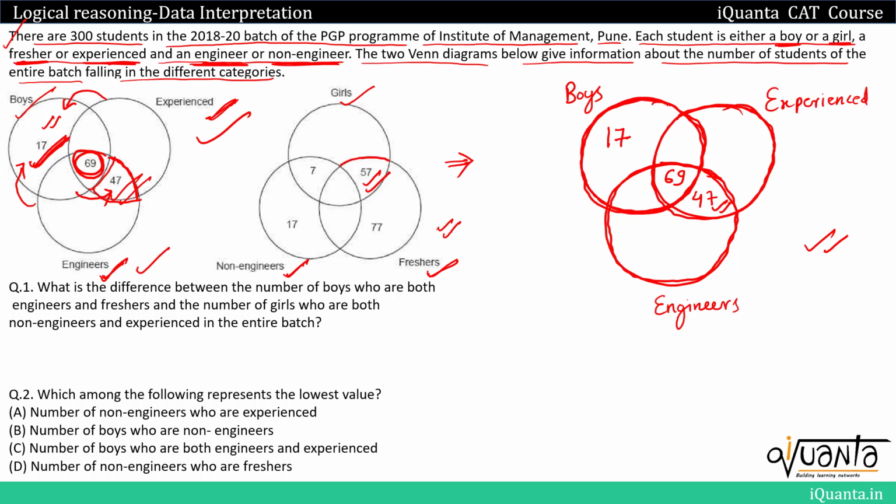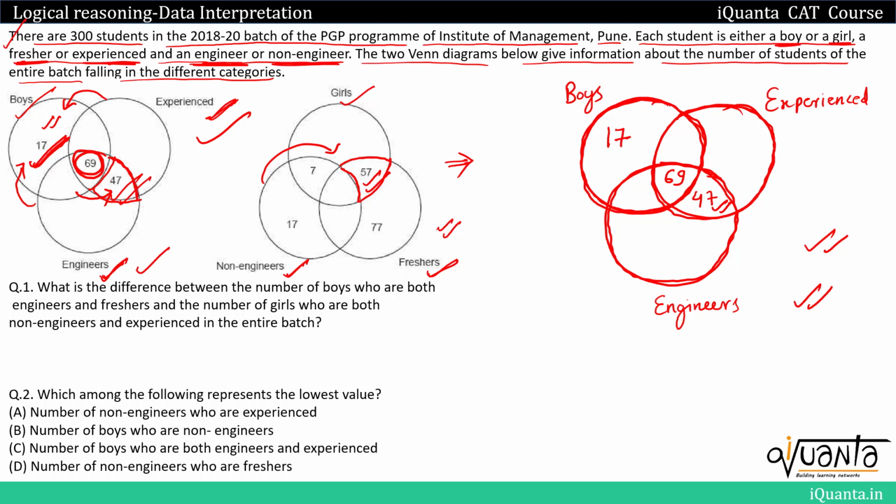57 is common to the region of girls and freshers, but it is lying outside the set of non-engineers. Outside the set of non-engineers, that means engineers. So there will be 57 girl, freshers and engineers. So let us find out that region in the Venn diagram that we have drawn. We have to find out 57 girls, freshers and engineers.